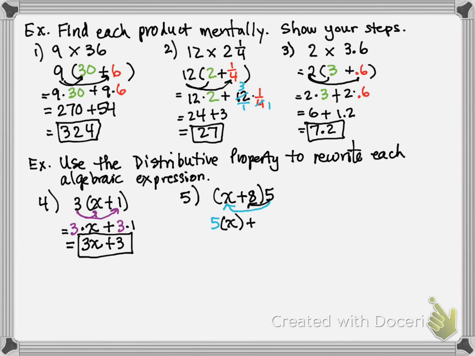And then we're going to multiply 5 times the 8. So that's 5, and then again I can use those parentheses to show multiplication, times the 8. So 5 times x is 5x, and 5 times 8 is 40. I can't do anything more because 5x and 40 do not have the same variable in common. So that's all I can do.